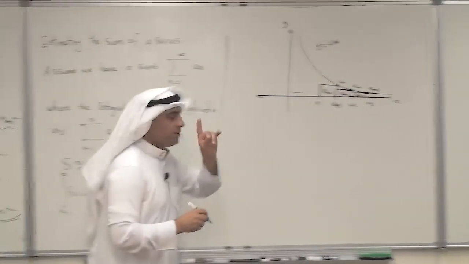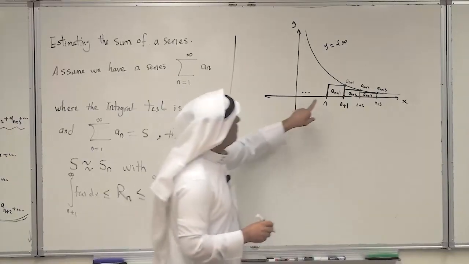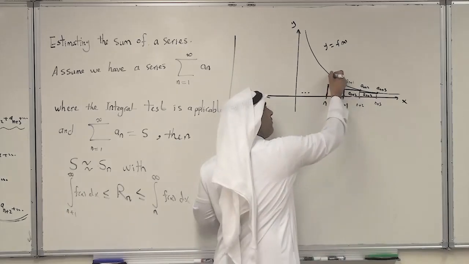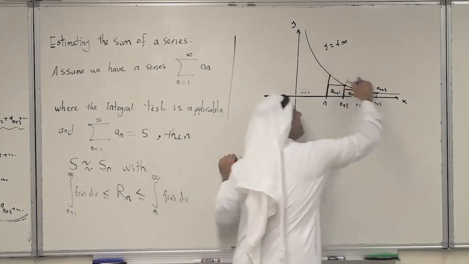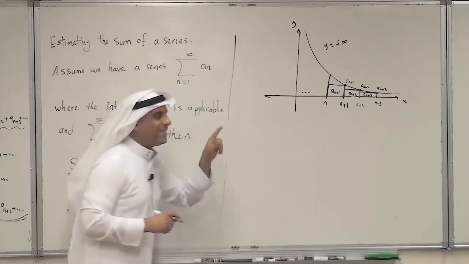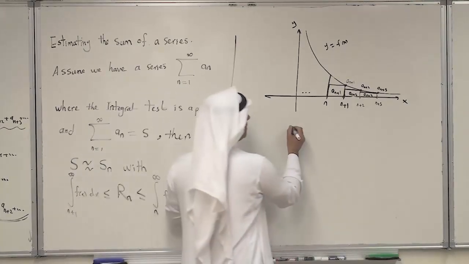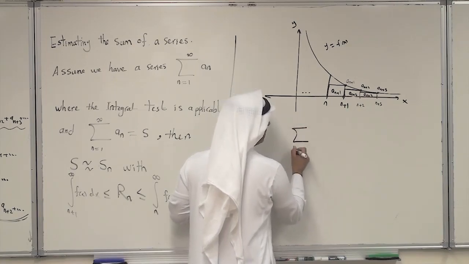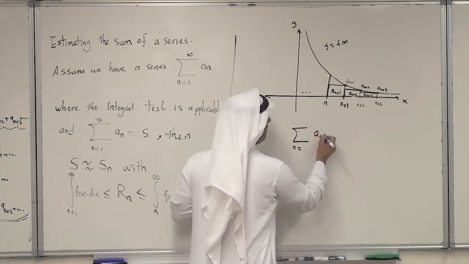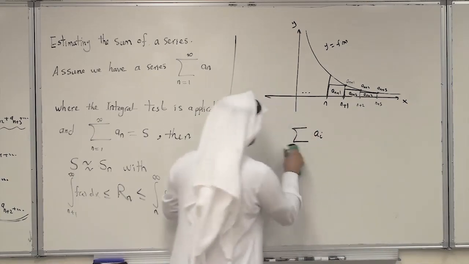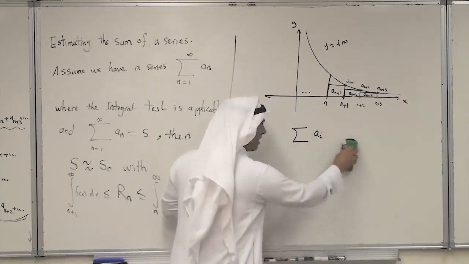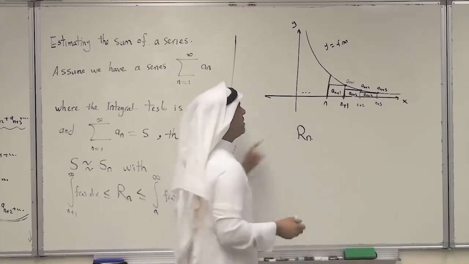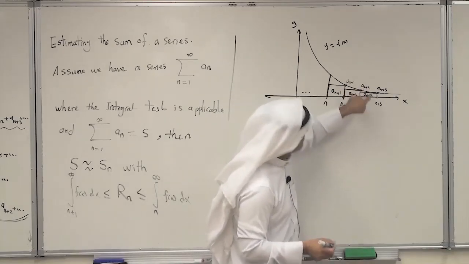Now let's compare. We are comparing the integral from n to infinity with this summation. The integral from n to infinity will give me the area under the curve. So what can you say about the integral and this summation? Clearly, let us write this summation as our error, Rn. Rn is the summation A(n+1), A(n+2), A(n+3), etc.